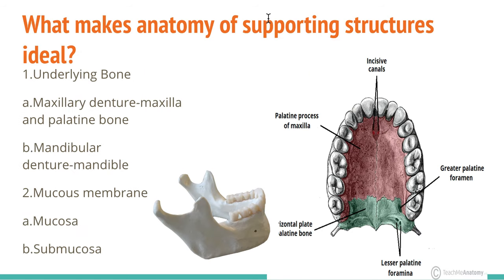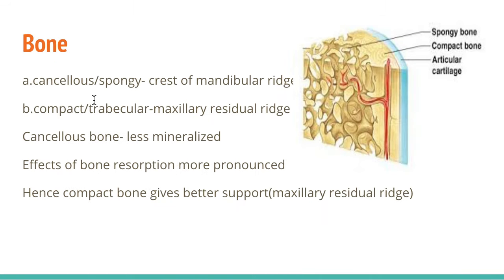What makes the anatomy of supporting structures ideal? So there are three basic points that we keep in mind when we think of supporting structures. One being the underlying bone. In the maxillary denture, the underlying bone is the palatine process of the maxilla and the horizontal plate of the palatine bone. And in the mandibular denture, it is the mandible itself. The second thing is the mucosa, and the third thing is the submucosa. Coming to the underlying bone, the bone may be compact or it may be cancellous, and this is where it clears my own first doubt.